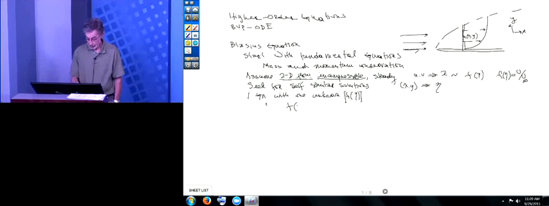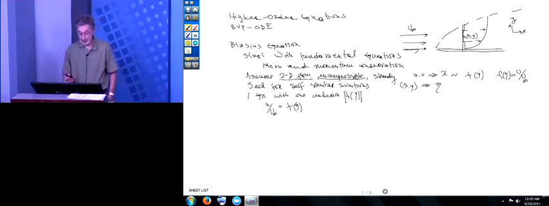Then u over u infinity, or u1, call this u infinity, is simply equal to a function of eta. So that's the main story with this thing.